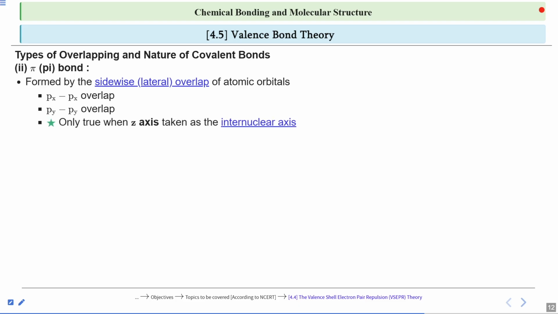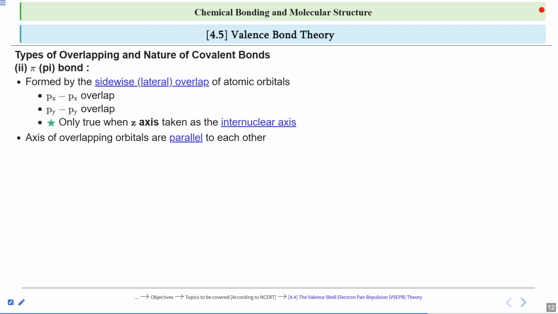Remember, students, the formation of a pi bond with px and py is only possible if both px and py are along the z-axis, and that z-axis is the internuclear axis. Remember this point. This is very, very important. If your internuclear axis is changed to x, then your px will be the one forming the sigma bond, whereas your py and pz will form the pi bond. Okay, so this is very important to understand.